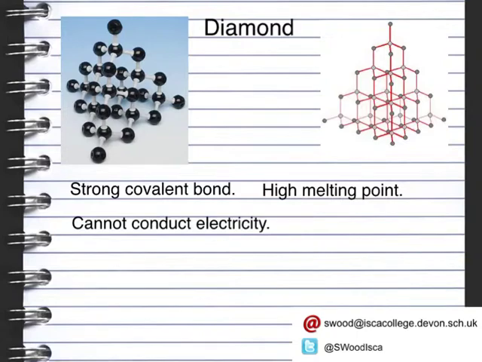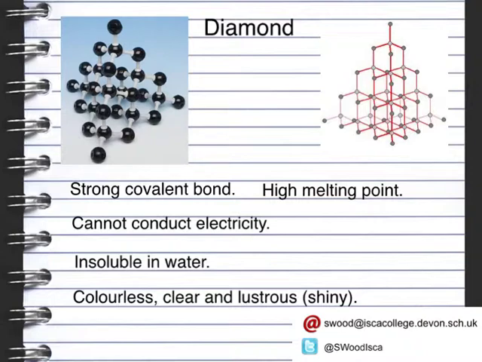Now because there's no layers, these along with the covalent bond mean that carbon diamond is very, very hard, and in fact carbon diamond is often used on drill tips because it's able to break up rock very, very easily without damaging itself. Now, like carbon graphite, carbon diamond is insoluble in water. It also has no colour, so it's colourless, it's clear, and it's lustrous and shiny. Now, some of these properties mean that it's very useful for jewellery.